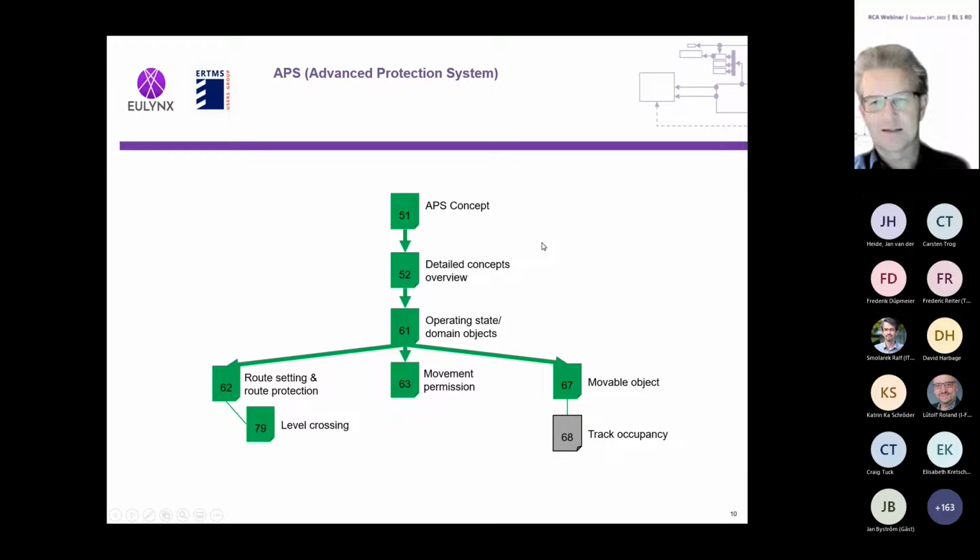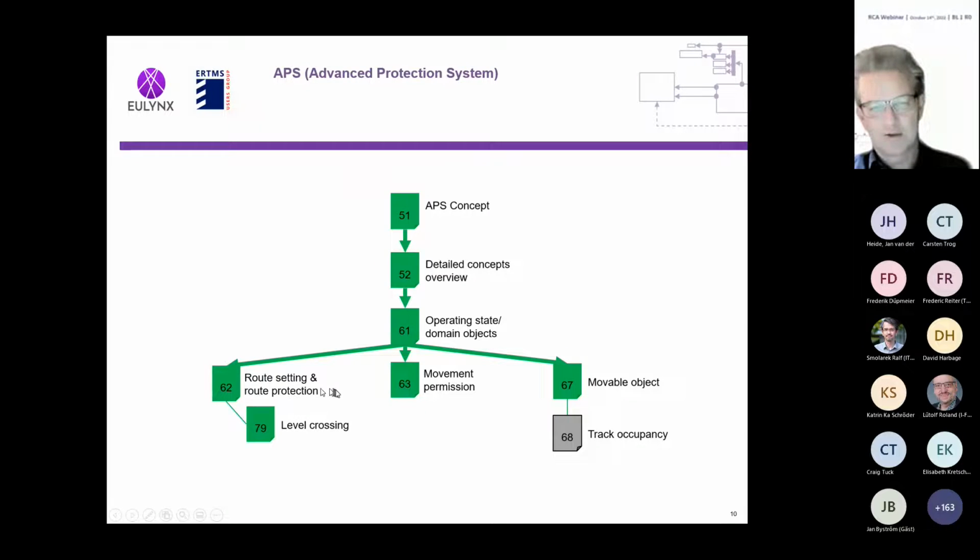Then there is a helper document, which gives you an overview of these documents and also provides some information on how to read them, for instance, a graphical style guide. And then you have an important concept, number 61, which tells about the operating state and the domain objects in the area of APS, which are, by the way, not only used by APS, but mainly by APS.